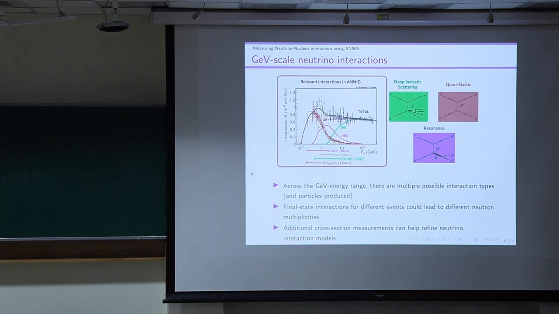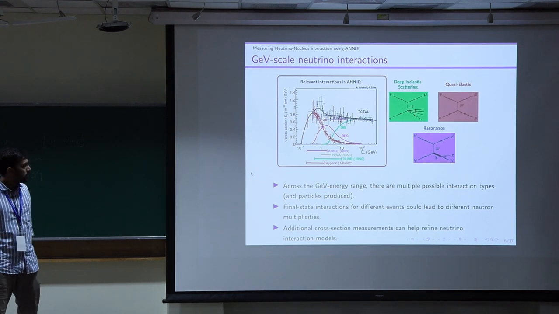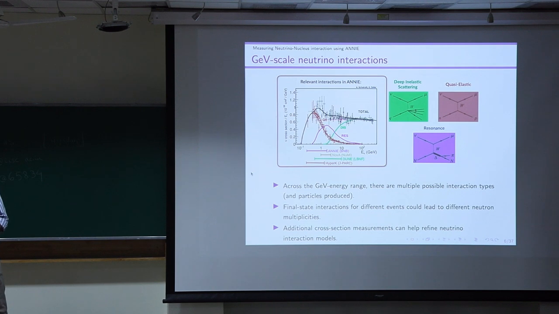As I mentioned in the previous slide, the global neutrino community is interested in measuring the systematic uncertainty associated with the detector as well as the nuclear interaction model, etc.